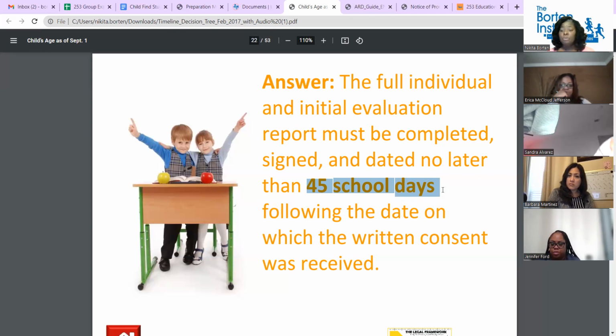So if you get a diagnostician job, you need to know walking in that you probably will have evaluations that are due shortly after school starts, if they got consent in late April, if they got consent in May. Okay, you have 45 school days if there are less than 35 school days in the year.